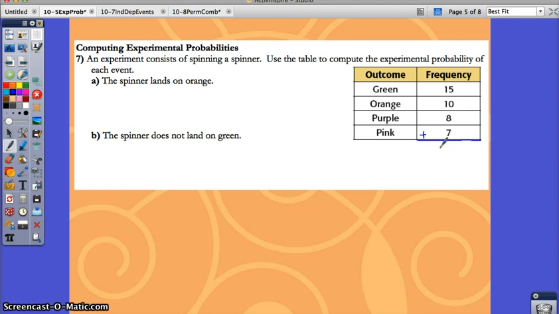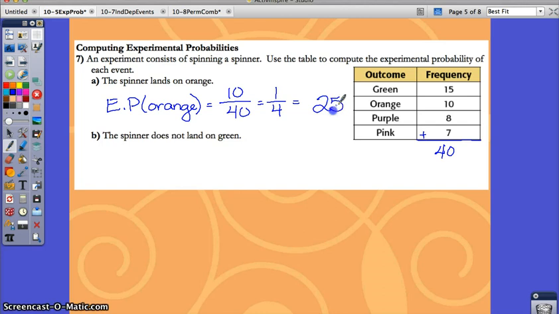This adds up to 40, hopefully you got that. So if we want to find the experimental probability of landing on orange, and notice I am writing my probability notation. How many times did I get orange? 10 times. Out of how many trials did I run? 40. Always reduce your fraction, and you can also write your percent. Definitely make sure you always reduce your fraction.